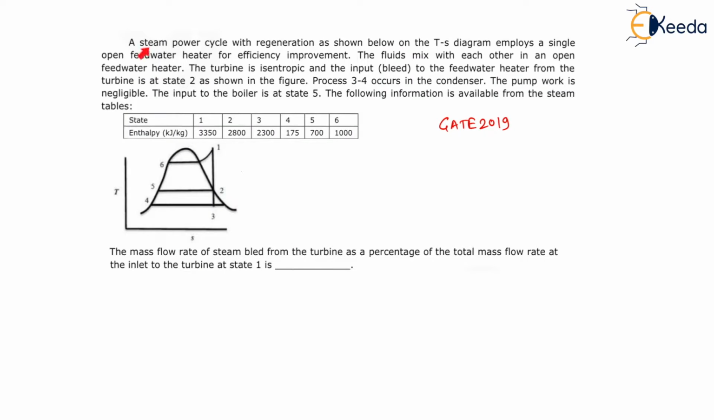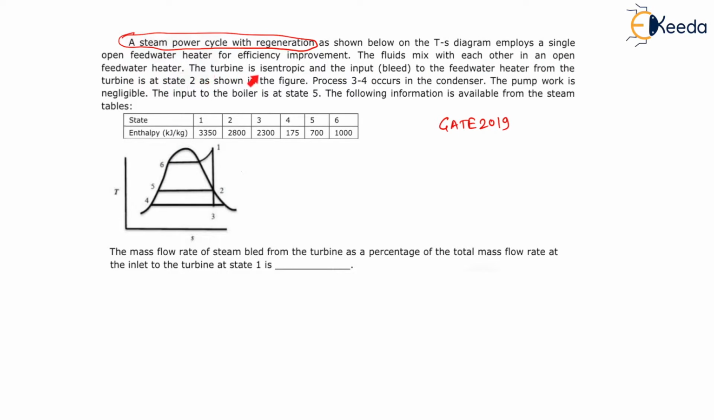Now the question is a steam power cycle with regeneration. Here the Rankine cycle with regeneration is given. Steam power cycle is nothing but Rankine cycle with regeneration. As shown in the figure on the TS diagram, temperature versus entropy diagram for the Rankine cycle, it employs a single open feed water heater for efficiency improvement. Here only one feed water heater is used. The fluids mix with each other in an open feed water heater.